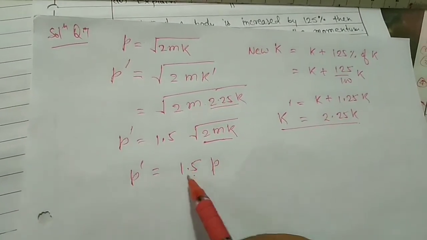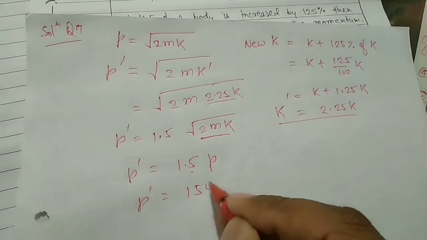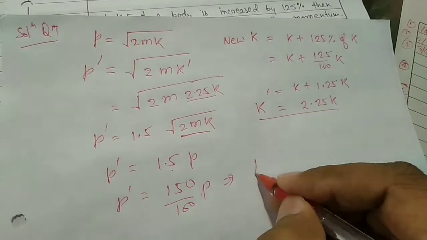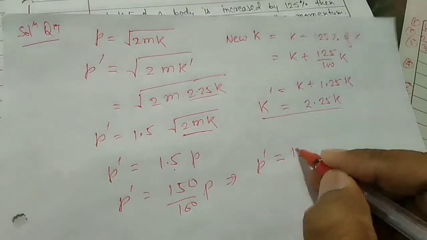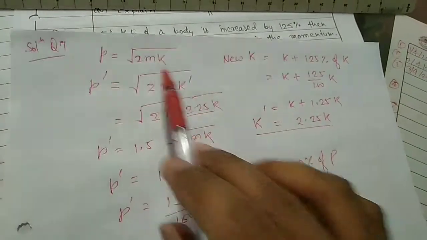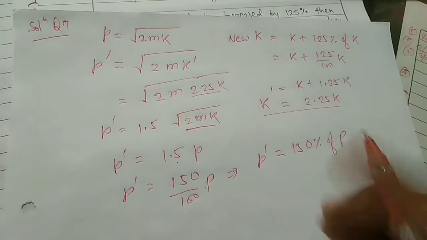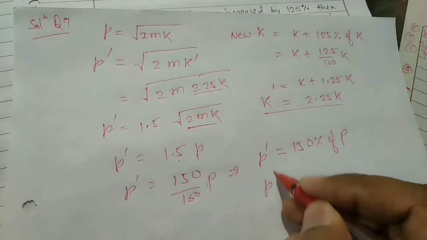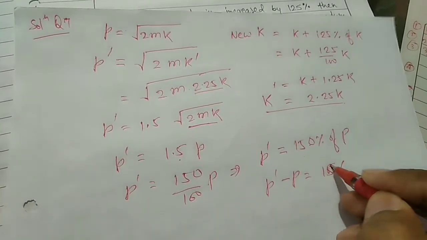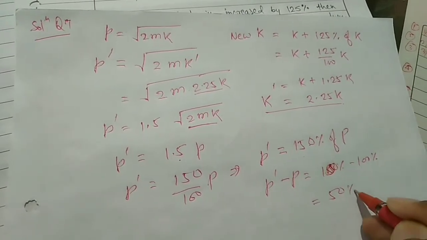How much increased? It is increased by 0.5, or if you want to write in percentage, we can write it as 150 upon 100 P, or you can also say P dash is equal to 150% of P. So it was P only, now it is 150, meaning 100% changes to 150%. How much is it increased? We can say P dash minus P means 150% minus 100% is equal to 50%.